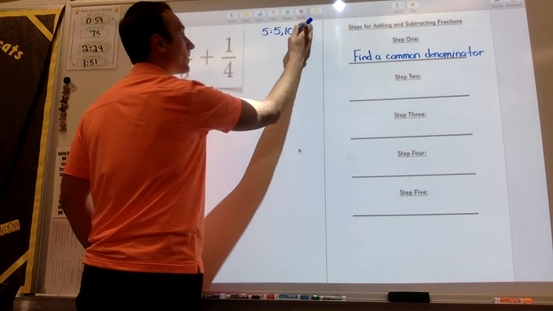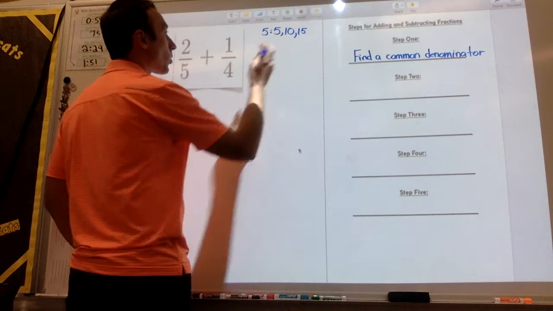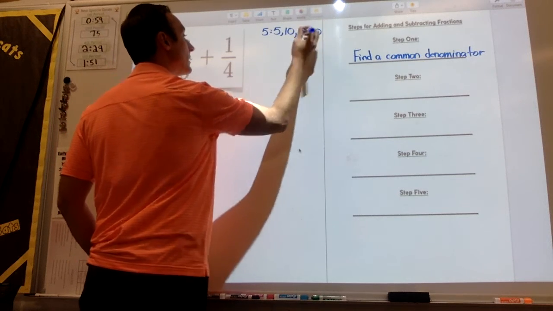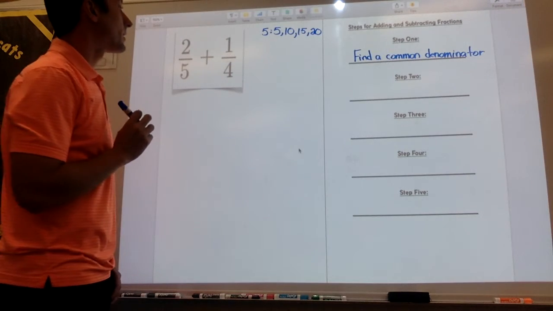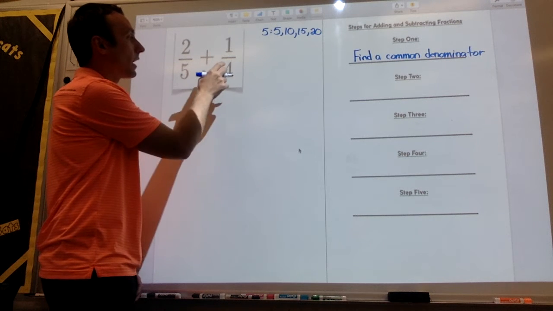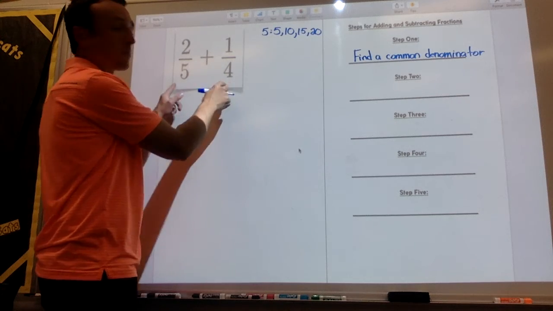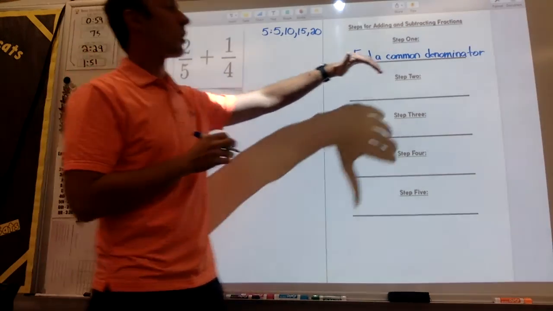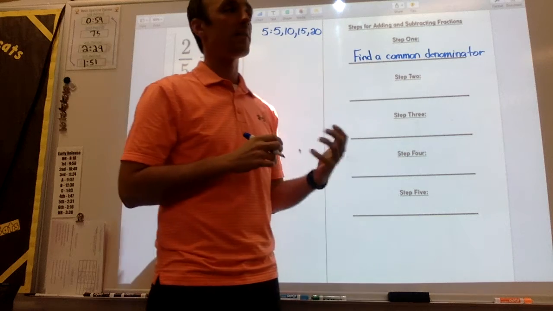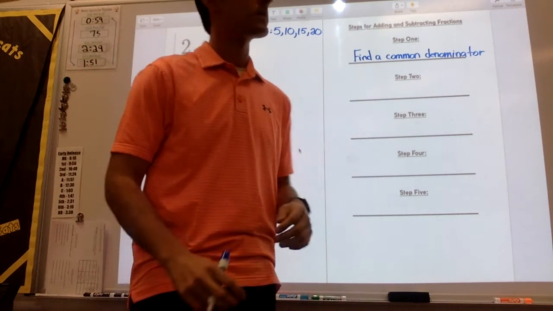No. Can 4 multiply to become 15? No. Can 4 multiply to become 20? Yes. So that is my common denominator. I count by my larger number until I find a number that my smaller denominator can multiply into. Both of these can multiply to become 20. So that is what we call our common denominator. We need them to have the same bottom number before we're allowed to add or subtract.